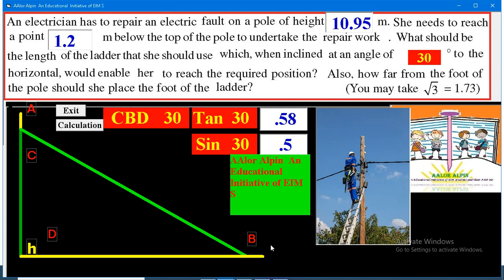Here we will do a sum on height and distance. You can read the problem, not a very difficult problem. Please read the problem first.